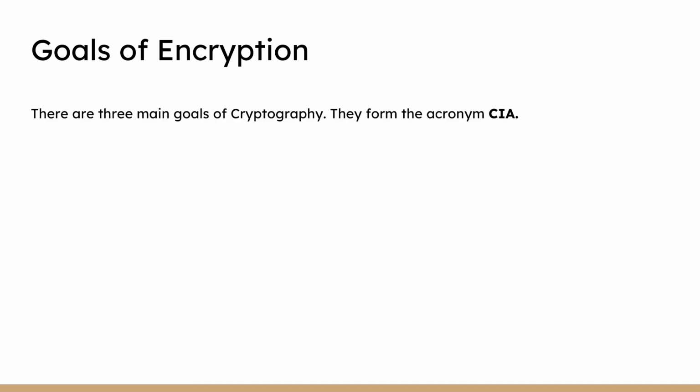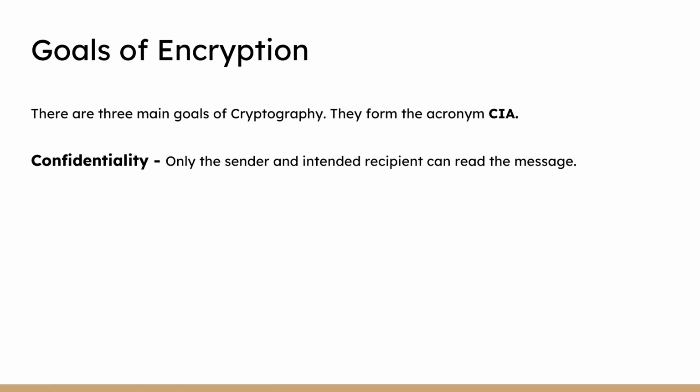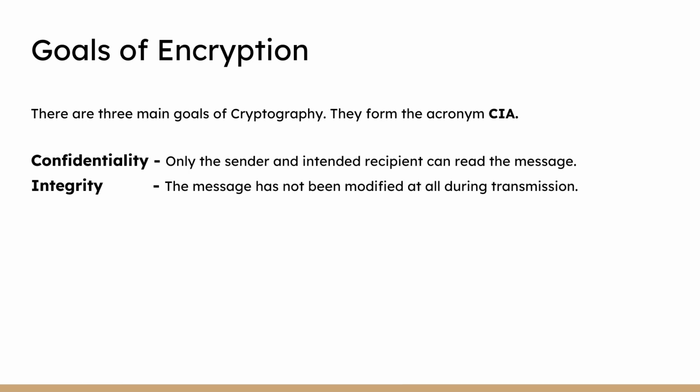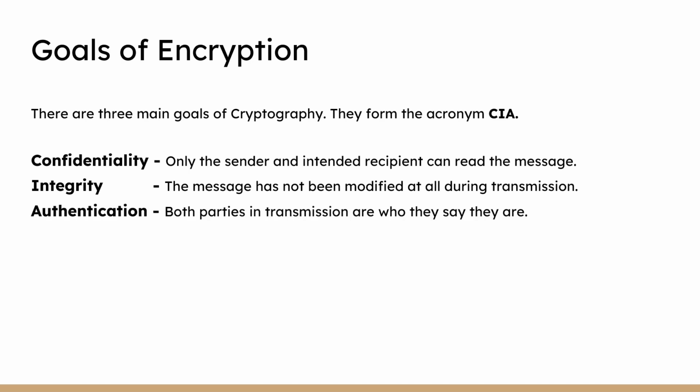First off, we've got the three goals of encryption or cryptography. There are three main goals and they form the acronym CIA. The first one is confidentiality, the idea that only you and the person you want to send data to should be able to see your message. The second is integrity. The message shouldn't be modified at all during transmission. And the third is authentication. Both people communicating with each other are who they say they are, so no one's sitting in the middle pretending to be someone.